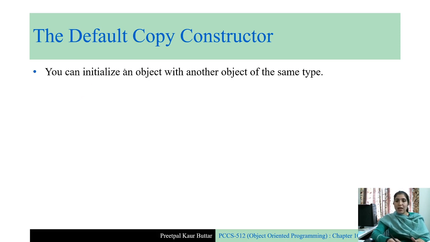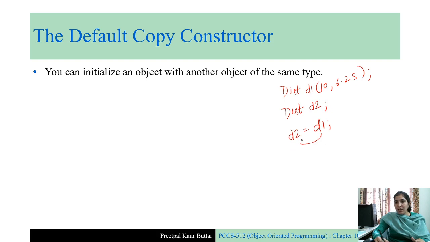When you initialize an object with another object of the same type, for example, you have an object of type Distance, d1 10, 6.25, and you create another object of the same type d2 and you write d2 equal to d1. So what are you doing here? You are initializing d2 equal to d1. So d2 must be the exact copy of d1.